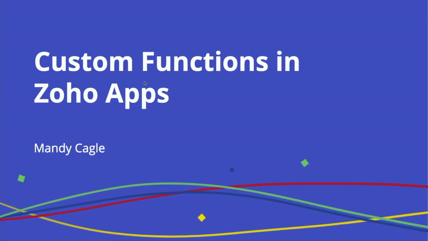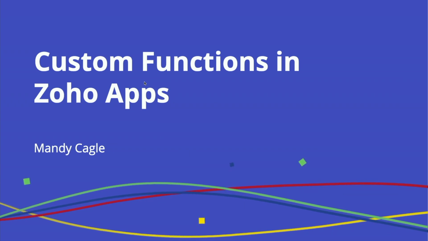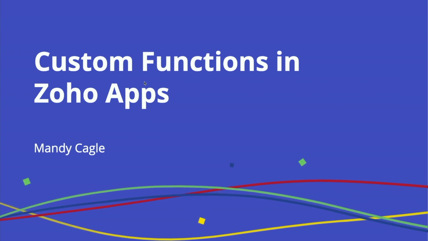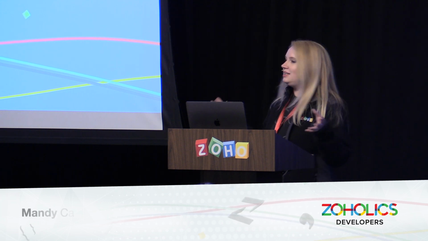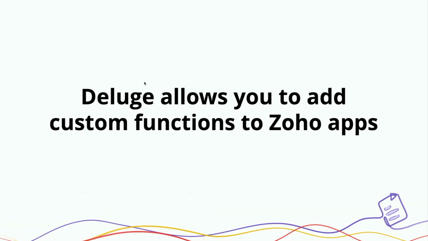So this session that I'm going to cover today is custom functions in Zoho apps. And really the goal of this session is to open your mind to some different capabilities that Deluge has across the Zoho application suite. So really giving you an idea of some of the things that you can do, some things you may not have thought of yet, some different options that are there for you to make the applications work better than they do out of the box.